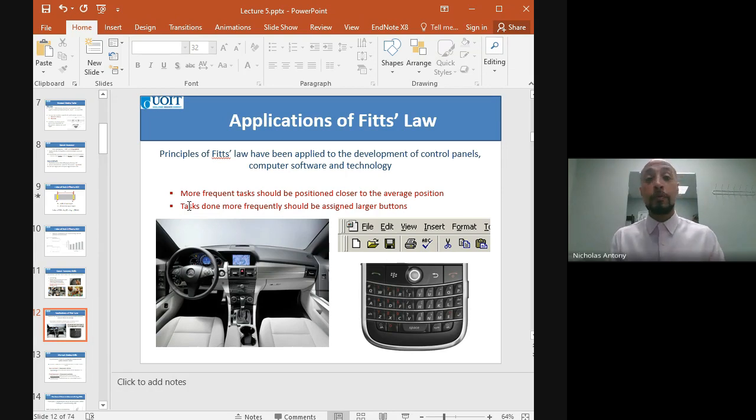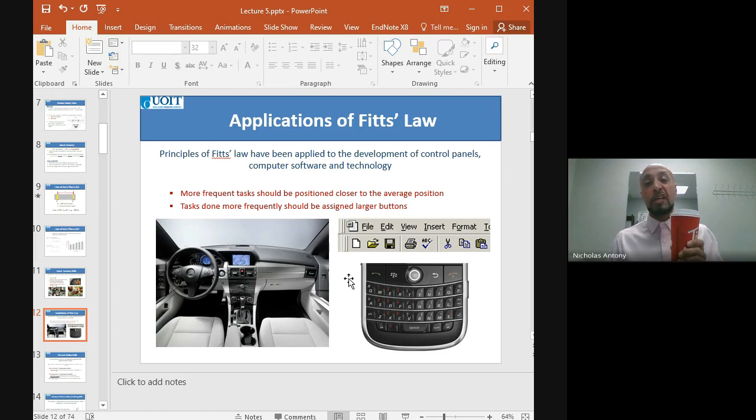tasks that are done more frequently should also be larger. So to make something easier, you increase the size and you bring them closer together. So basically applications of that law have been applied to our use of technology. Now this is old, this is like 20 years old now, but even when using apps, if you can look at the buttons and the different setups under our different apps, they hold true to this.